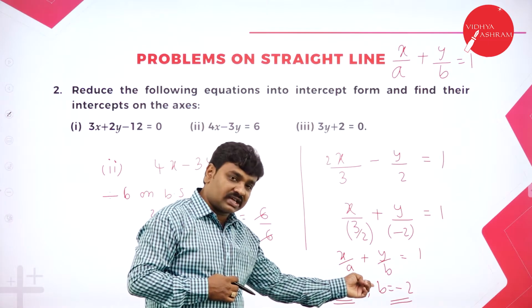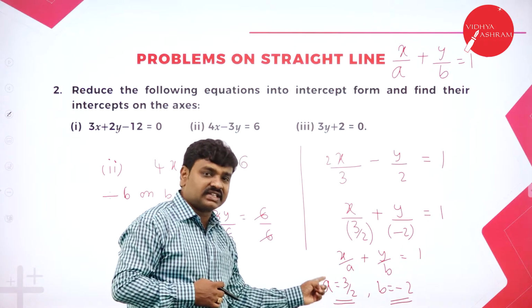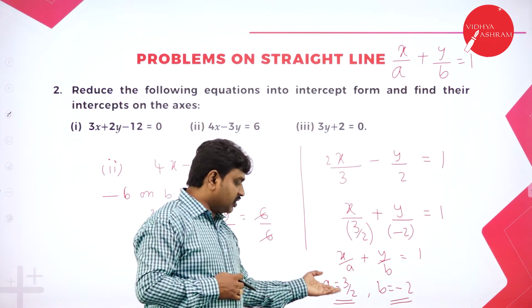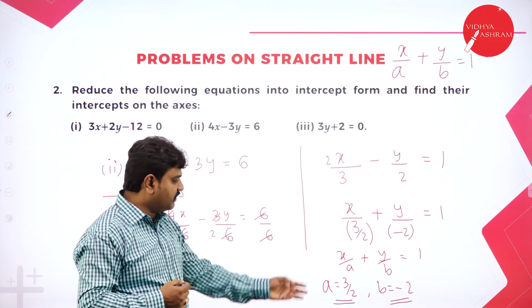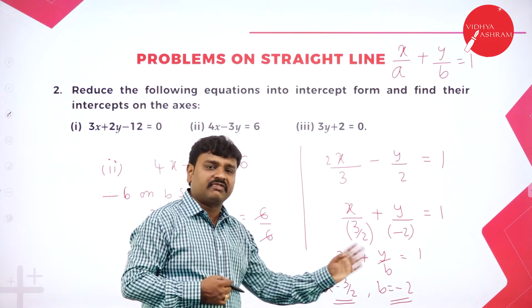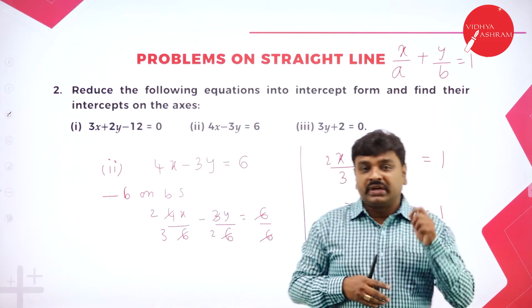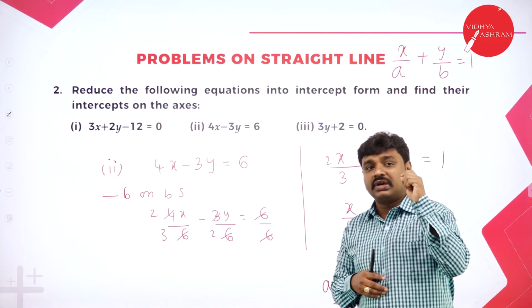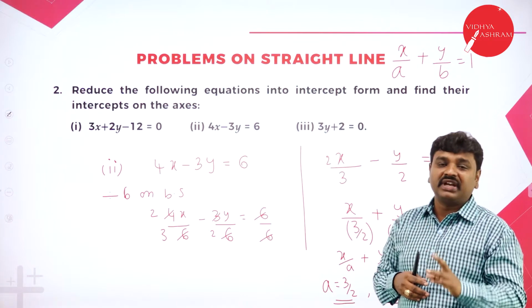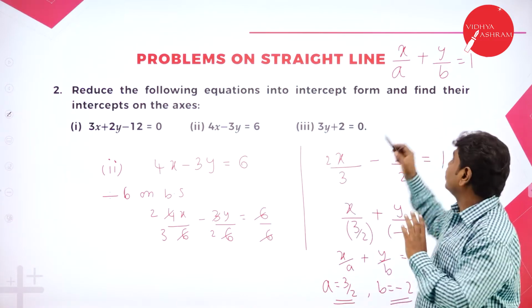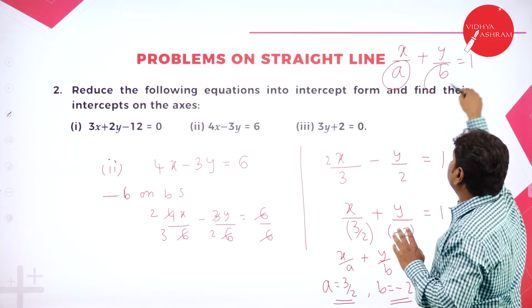It means the line is cutting the y-axis at minus 2 and the x-axis at 3 by 2. What does 3 by 2 mean? 3 by 2 is 1.5, or leave it in fraction if it is not divisible. Leave it in simple fraction. So now I hope all of you understood how to reduce the given line to intercepts form. Intercepts form means both intercepts, the x-intercept and the y-intercept.